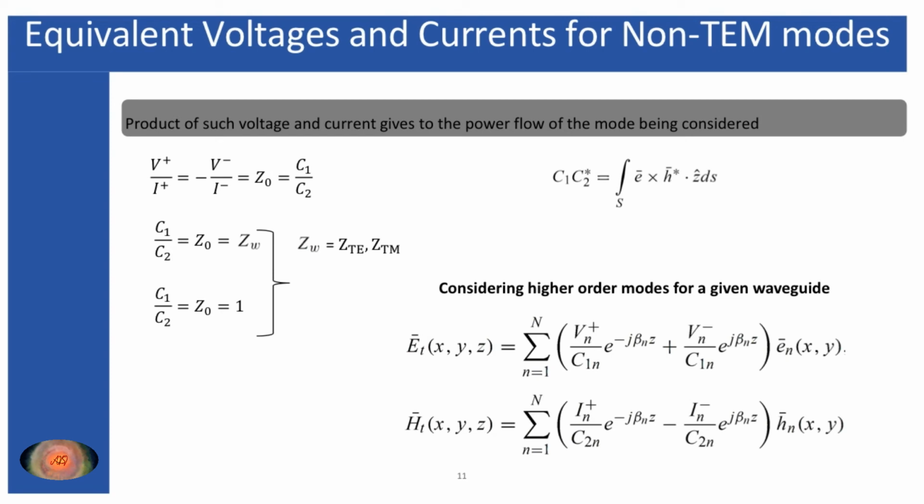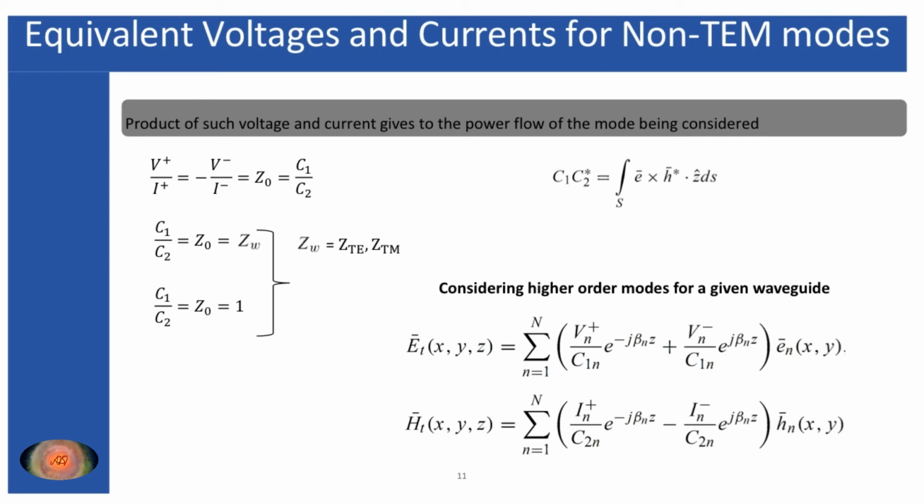Sometimes, for the sake of simplicity, we use a normalized characteristic impedance, and in that case C1 will be equal to C2. So this is one equation, and the second equation is this one, where the product of C1 and the conjugate of C2 is equal to the integration of the cross product of the transverse electric and magnetic fields dotted with the direction of propagation. These definitions I have considered for only one propagating mode. At the beginning I made clear that the entire model is applicable for one propagating mode.